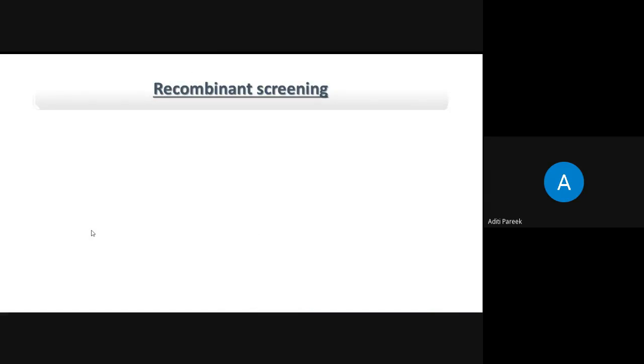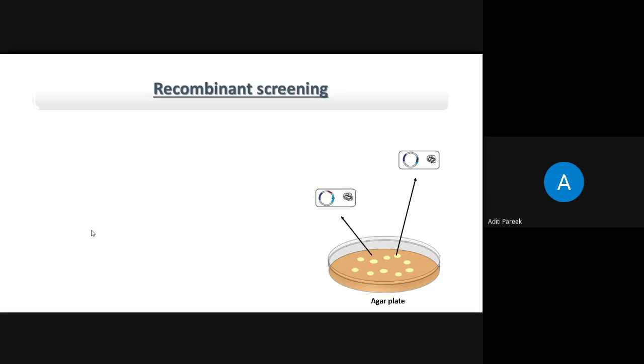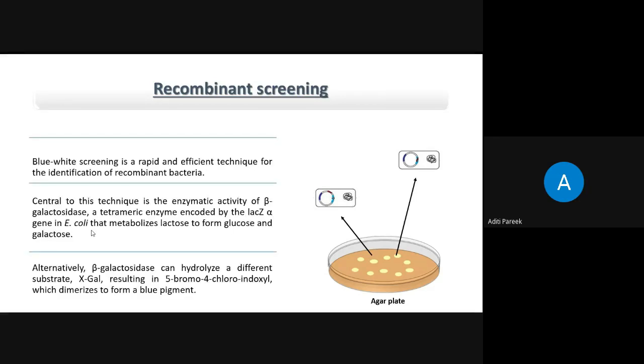Moving to the next slide, recombinant screening. A selective medium only enables us to distinguish between the transformants and the non-transformants. The next problem is to determine which of the transformed colonies comprise cells that contain the recombinant DNA molecule and which contain self-ligated vector molecules. For this purpose, certain screenable marker genes are used, and one technique that uses screenable marker genes is blue-white screening, which is a rapid and efficient technique for the identification of recombinant bacteria.